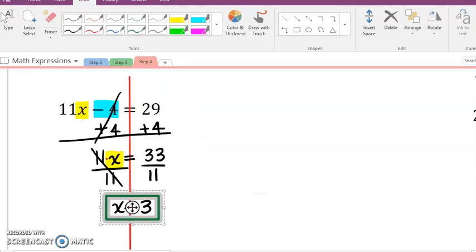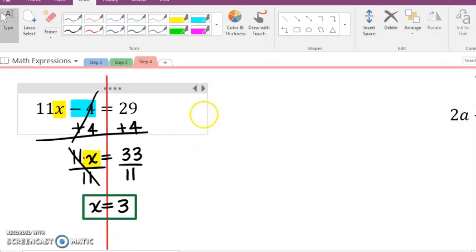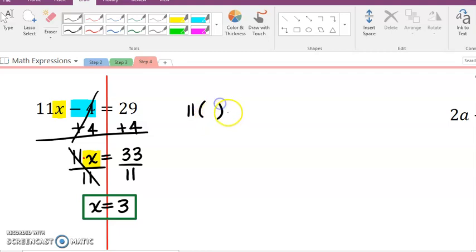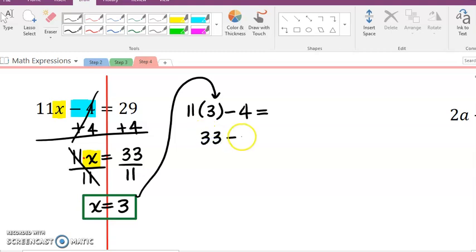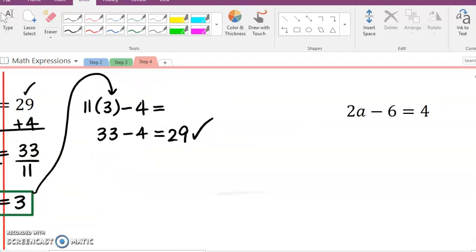Of course, it's great to check your answers by plugging it back into the problem. In other words, 11x take away 4. I'm going to substitute this in. That gives me 33 take away 4, which equals 29, which is exactly what I hope to get. So I know my answer is correct.